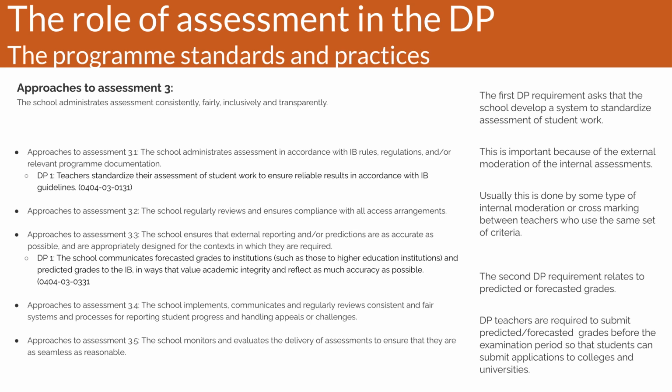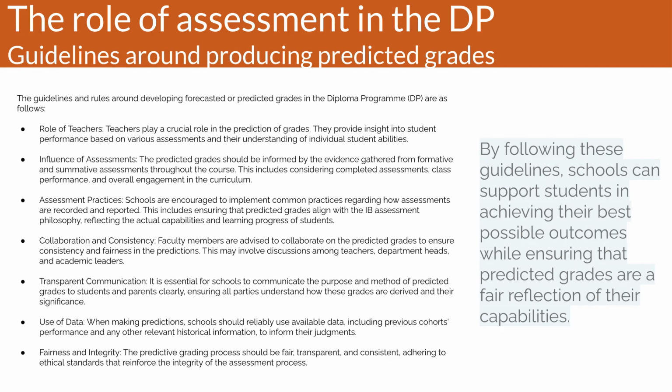Approaches to Assessment 3 focuses on consistent, fair, and transparent administration. DP requirements here involve standardizing the assessment of student work for reliable results and submitting accurate predicted grades to the IB and higher education institutions. Guidelines for producing predicted grades emphasize the crucial role of teachers and the use of evidence from formative and summative assessments. Collaboration, consistency, transparent communication, and utilizing data are essential to ensure fairness and integrity.